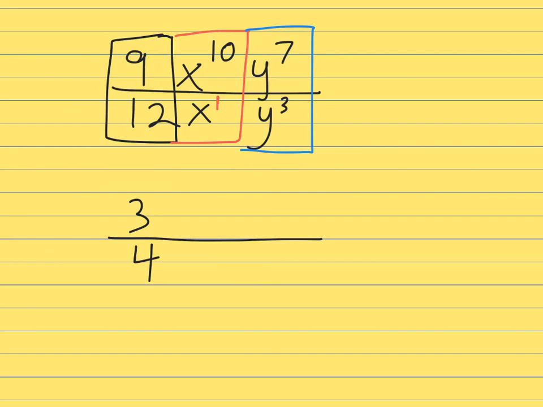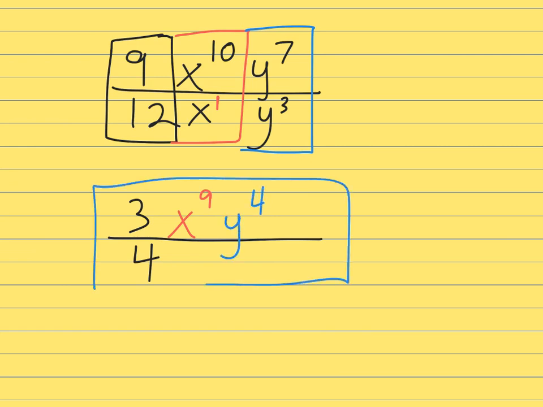Now I'm going to move on to my x's. X to the 10th over x to the 1st. 10 minus 1 is 9, so x to the 9th power up top here. And then y to the 7th over y to the 3rd is y to the 7 minus 3, which is 4, so y to the 4th. There's my answer right there.